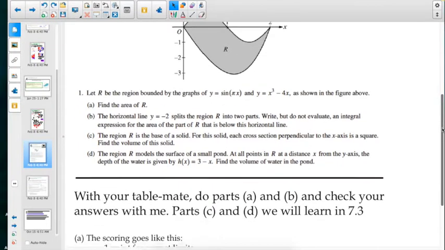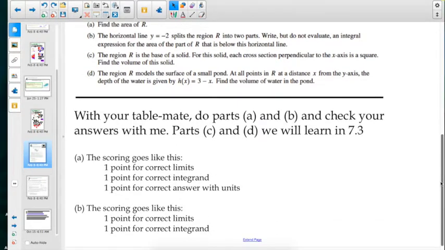thinking. And what I did is I gave you the scoring rubric ahead of time here. So I need the correct limits and the correct integrand and the correct answer with units to get all three of those points. Good question. We have a sine and an x cubed. So which one looks like a sine function? From 0 to pi. That's from 0 to 2. In this pattern. 2 pi.